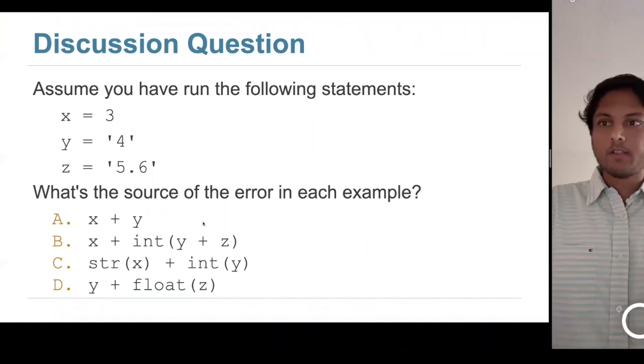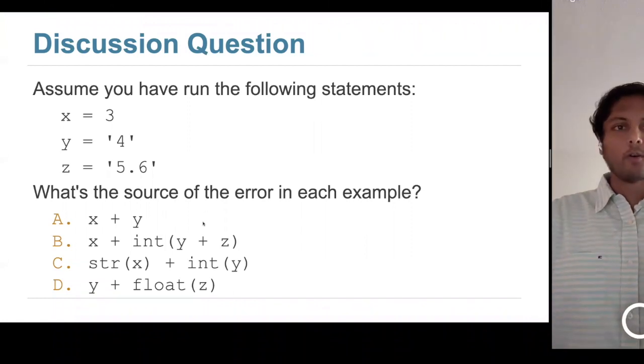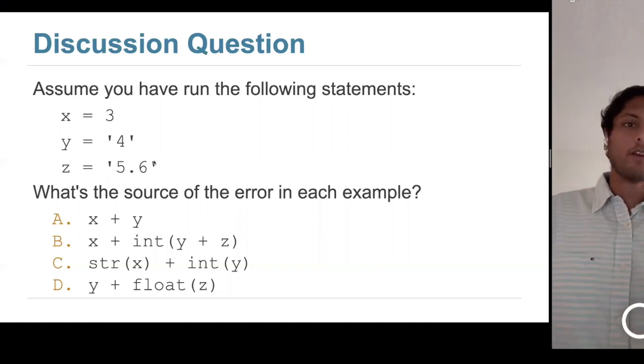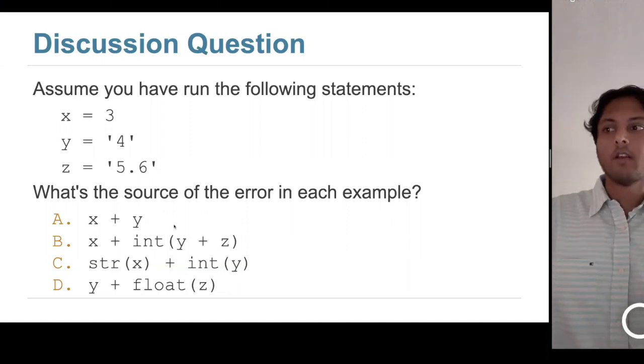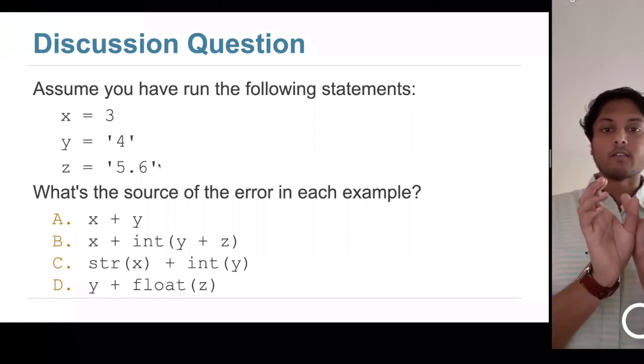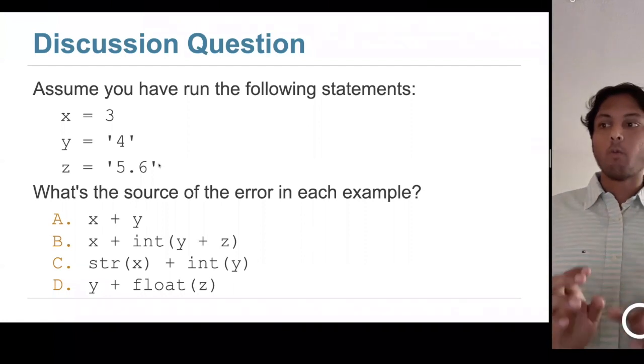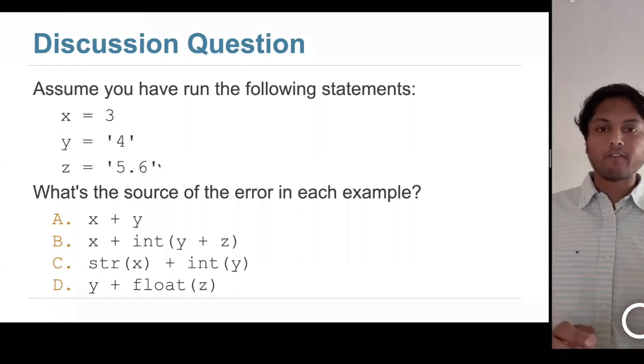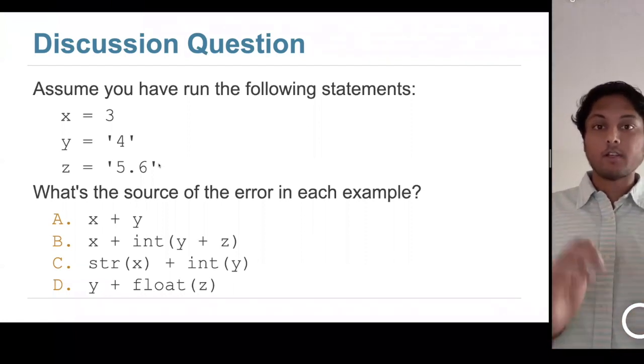So Z is a float. So Z isn't quite a float. Z is actually a string. It's a float contained in a string, but it is a string at the end of the day. So the problem with this one is, Y plus Z, that's actually fine. You can do 4 in quotes plus 5.6 in quotes. What that's going to give you is it's going to concatenate the string. That's called concatenation. So Y plus Z is actually going to return 45.6 in quotes. So that's what you're going to get there.